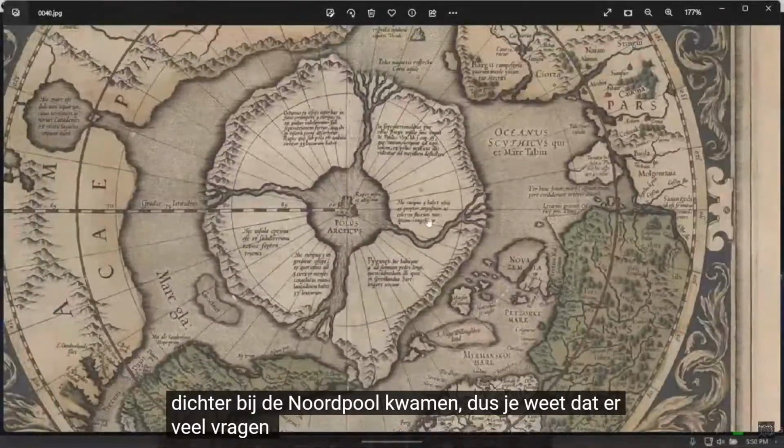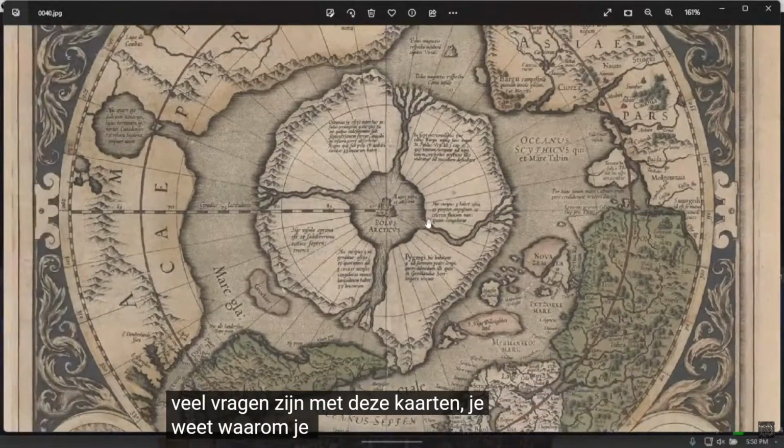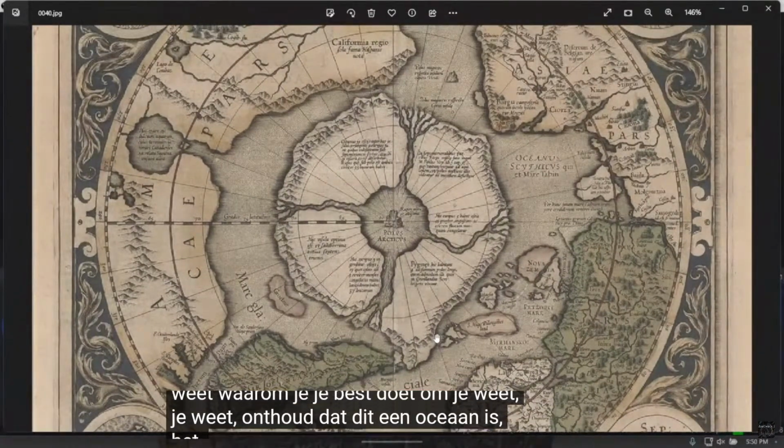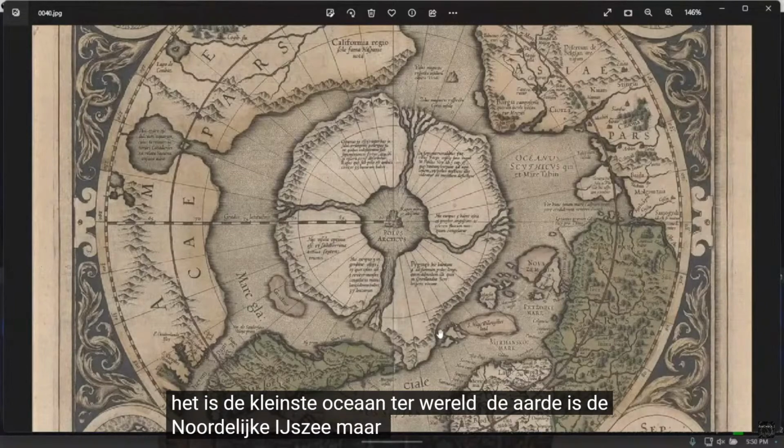So there are many, many questions with these maps. Why go to the effort to, remember, this is an ocean? It's the smallest ocean on Earth, the Arctic Ocean, but it's an ocean.